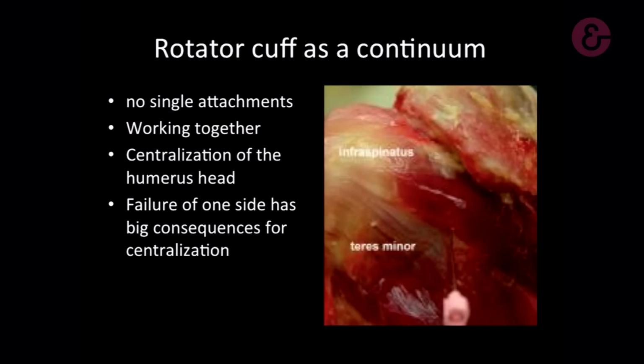It has to be clear. There's no single attachment. Everything is working together. And the real function of the rotator cuff is centralization of the humerus head and nothing else. Failure of one side has big consequences for centralization. So if there is a trauma of the infraspinatus, subscapularis, supraspinatus, whatever, it has big consequences. Most people are saying yes, they recognize this point of view.